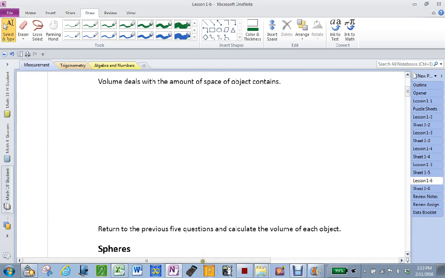Okay, so back to business. Volume deals with the amount of space an object contains. Now, guys, this is an interesting case because, of course, we use volume and the word capacity to mean the same thing. Okay?